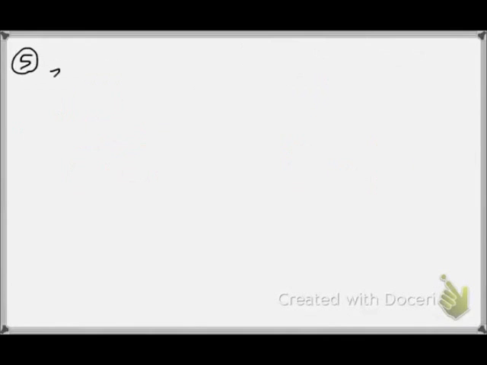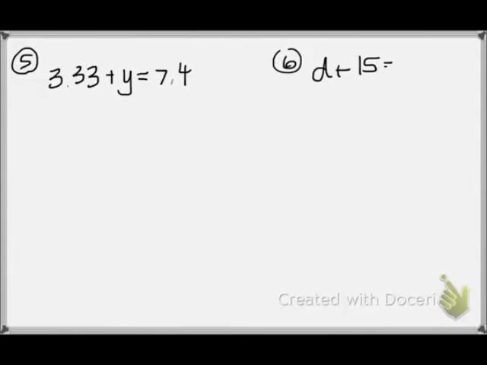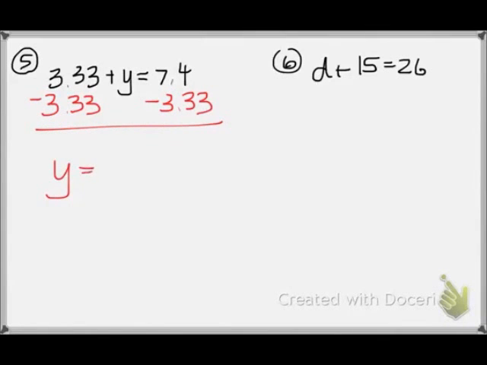Alright, 5 and 6. Alright, number 5. Let's see. 3.33 plus y equals 7.4. And number 6 is d plus 15 equals 26. Alright, back to number 5. I'm subtracting 3.33 from both sides. Hey, notice I'm lining up my decimal points as I'm solving this out.